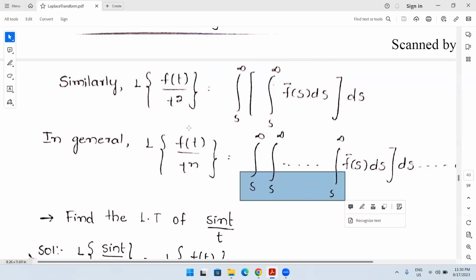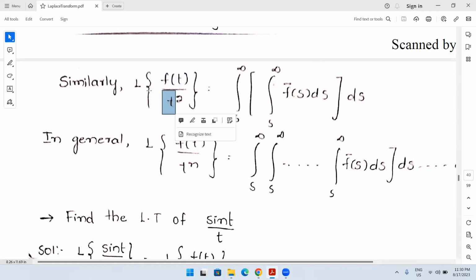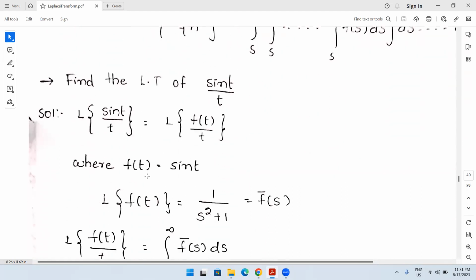But mostly we get only division by t. In exams, mostly we get division by t only, and in rare cases we get t square. And t cube onwards is impossible. I've never seen a question paper with division by t cube. So rare cases t square, mostly you get only division by t. But I explain t and t square also.